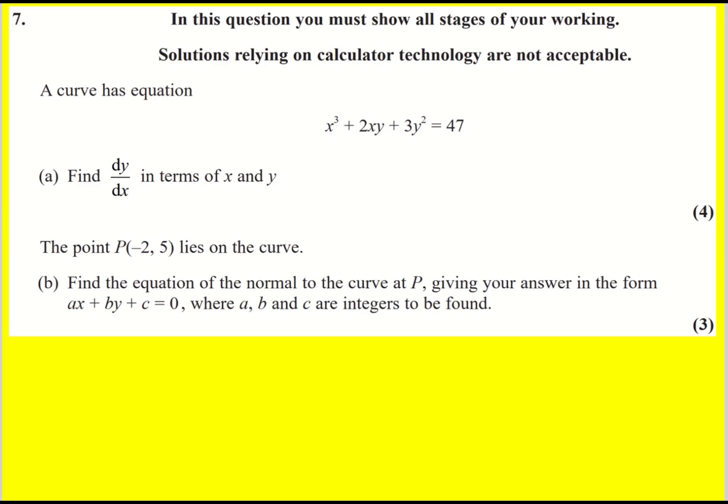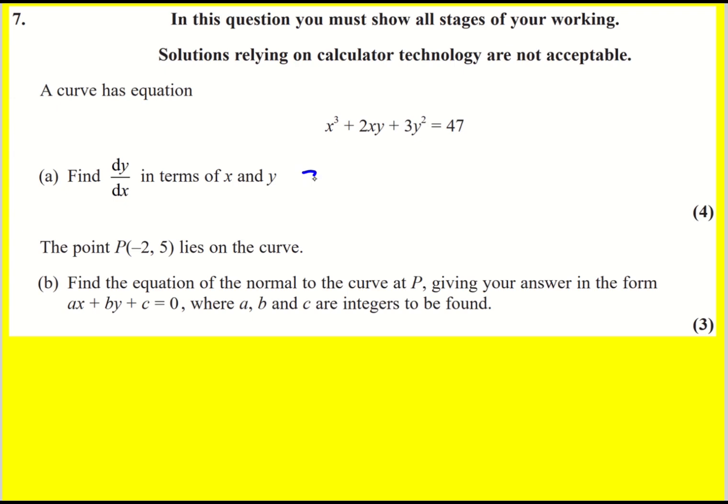Graph has the equation shown. In fact, this is an implicit equation because we've got x's and y's all kind of together. We don't just have y equals a function of x. And to find dy by dx, we need to do implicit differentiation. So we can just differentiate each term.